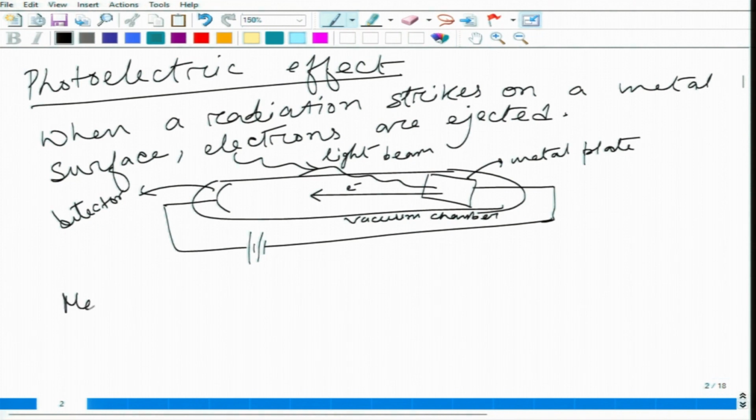So, the metals that were observed to show this photoelectric effect were potassium, rubidium, cesium, etc. Other metals are also possible.